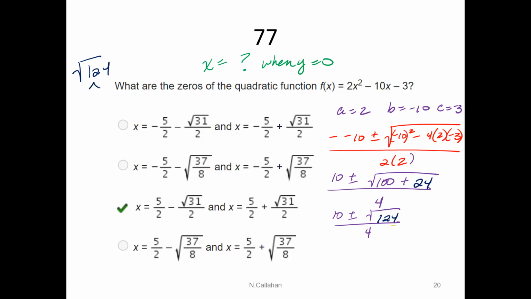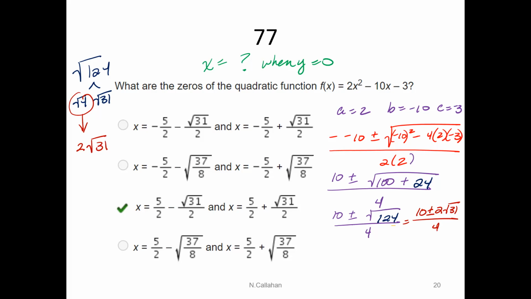Well, I could break this down into like 4 times 31, right? Because 4 times 31 is 124. But then what you should know is that 4 is a perfect square. What's the square root of 4? A 2. Square root 31. So what I'm going to do here is replace this with 10 plus or minus 2 square root 31 over 4.